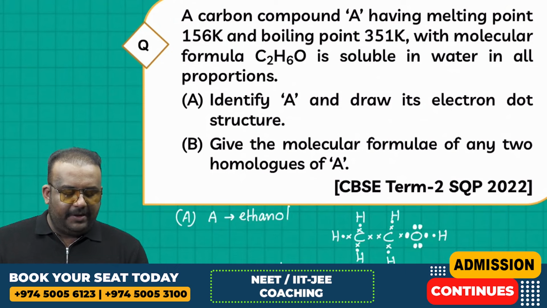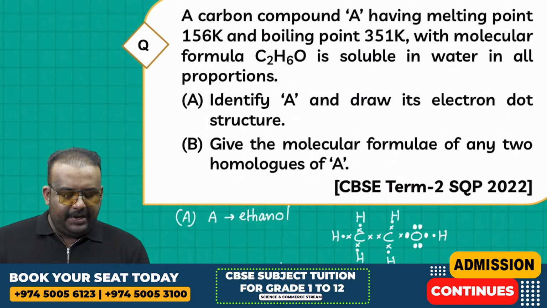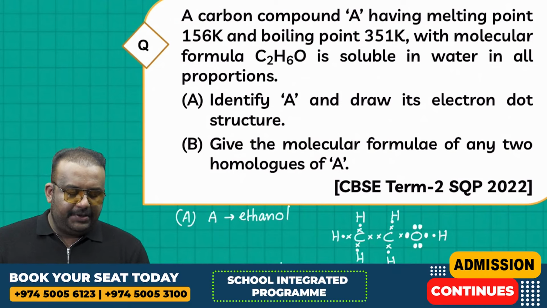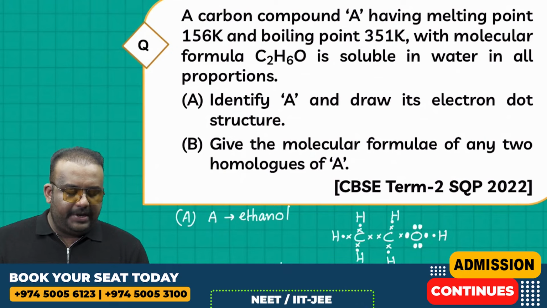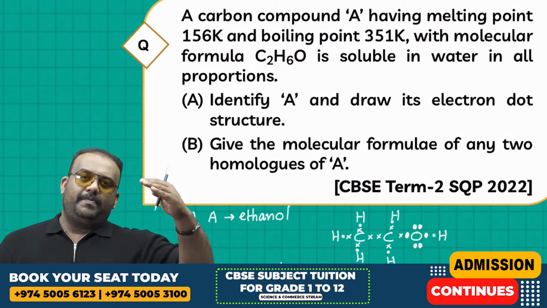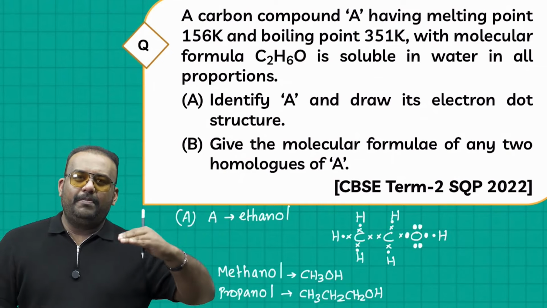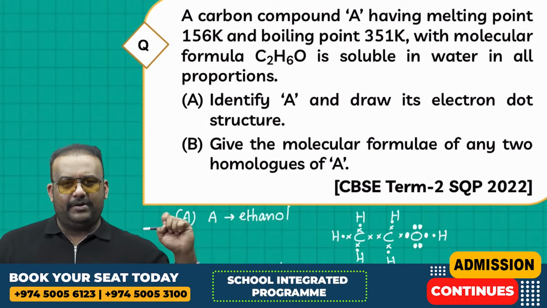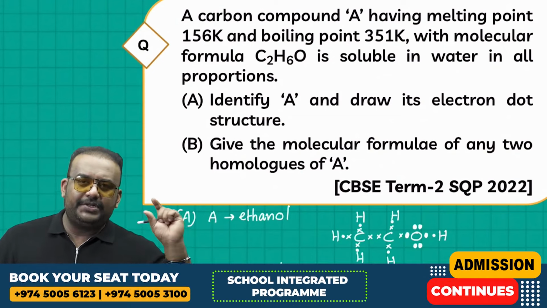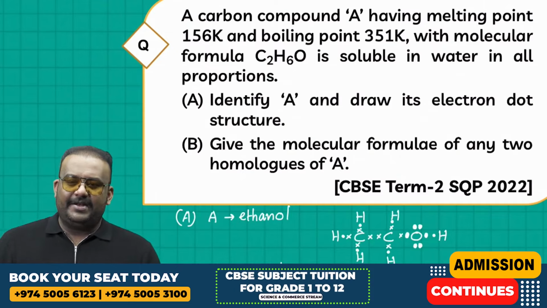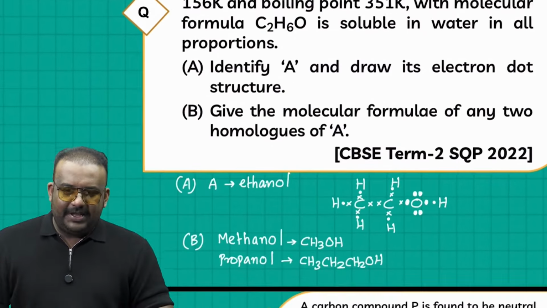What is the formula of methanol? CH3OH. You have propanol, which is CH3CH2CH2OH. So these are all homologs of ethanol. Methanol, ethanol, propanol, butanol, pentanol, hexanol, all of these are alcohols, the family of alcohols, because they all have an OH group as the functional group. Is it clear? Right. So let's move on to the next question.